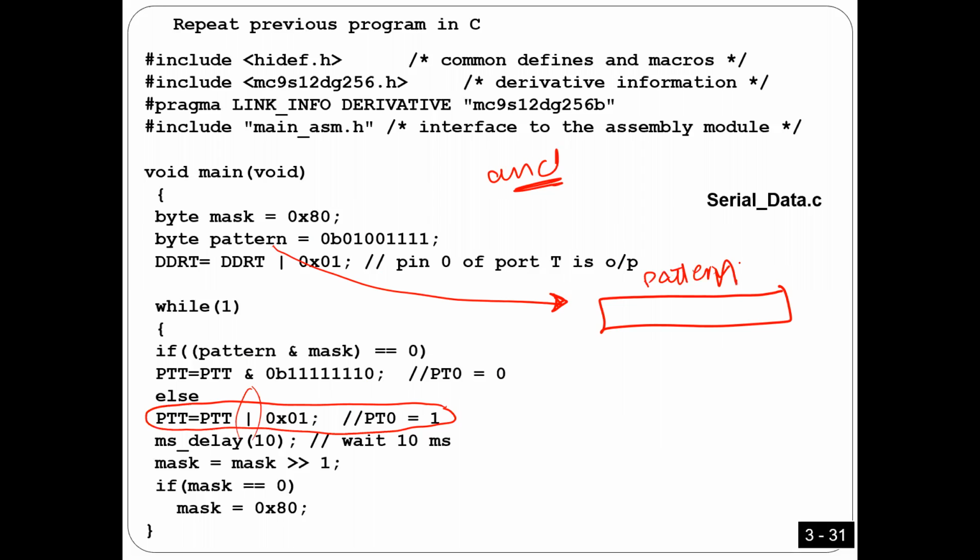And then I'm going to use another variable. I'm going to call it mask. As you see here, guys, the initial value for mask is 1 0 0 0 0 0 0 0, everywhere else zeros. Why? Because I want to check this bit.